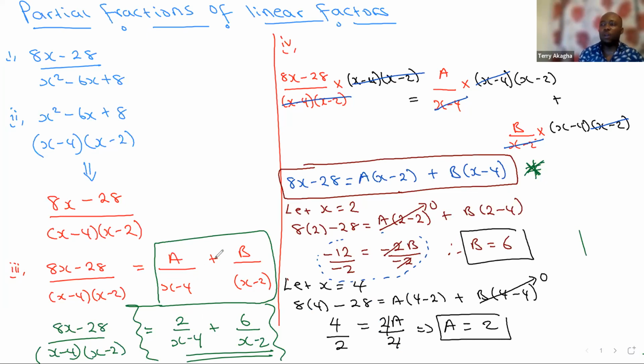Then you go back to the equation in step 3 of the rule, and you put a to be 2 and b to be 6. All right. Okay, and this will bring me to the end of this video on partial fractions with linear factors.